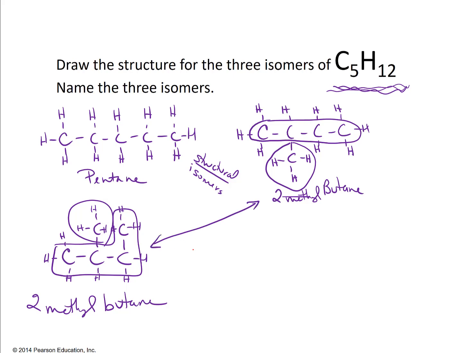Those are conformational isomers. Can you see that? So 2-methylbutane, 2-methylbutane, just drawn differently, look different, but they have the same name. When you go to do the naming, if the name's the same, then these are conformational.